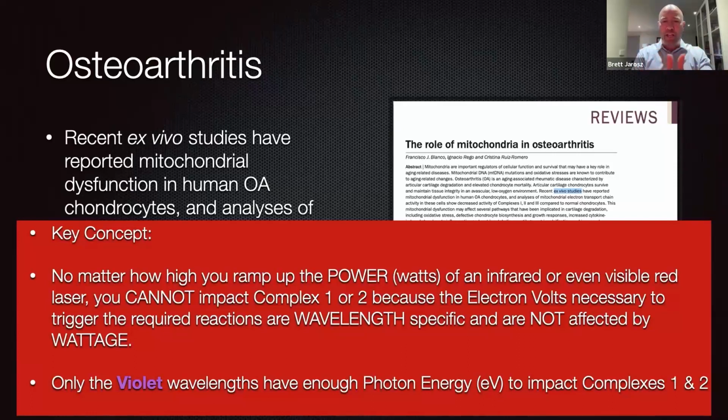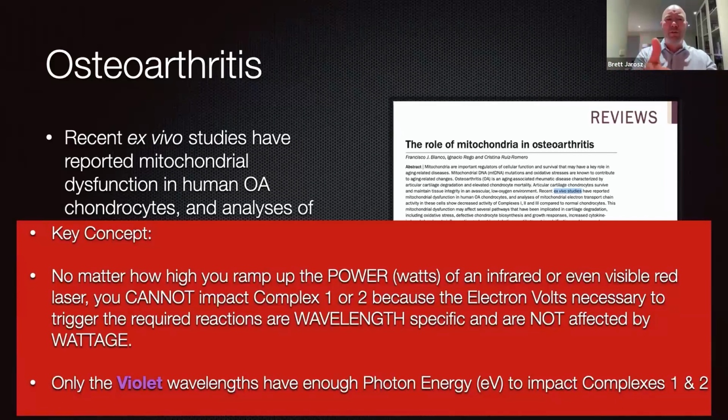So understand that ramping up the power or watts of an infrared or even a visible red laser, you cannot impact complex 1 or 2, because remember, red is absorbed by complex 4 and infrared is absorbed by water. It's not even absorbed in that mitochondrial electron transport chain aspect. So we said that osteoarthritis was complexes 1, 2, and 3.